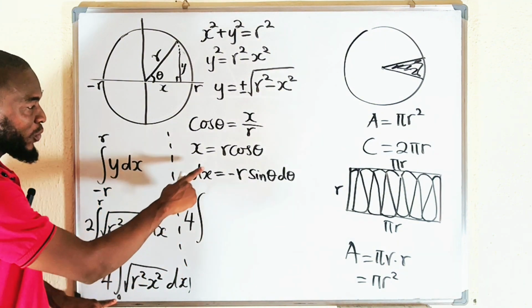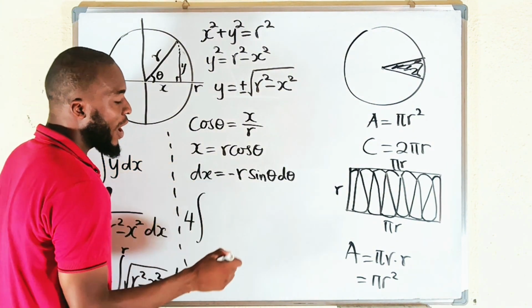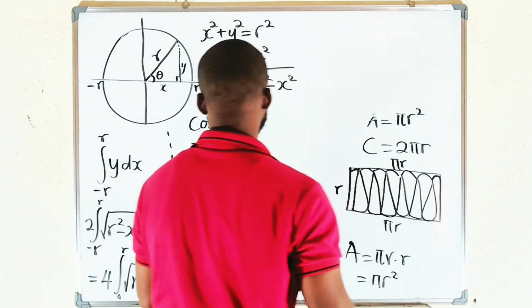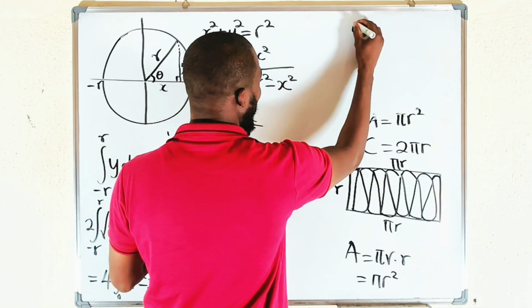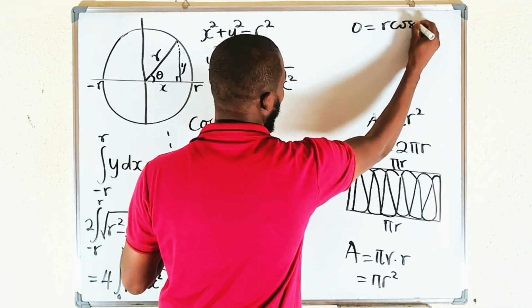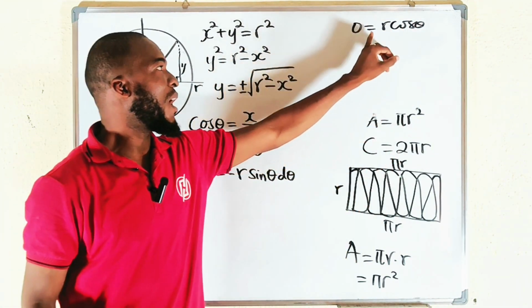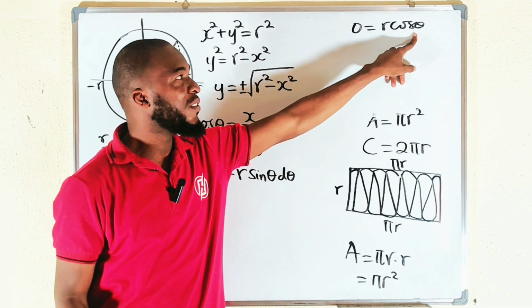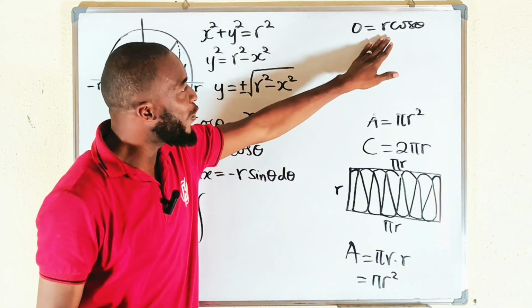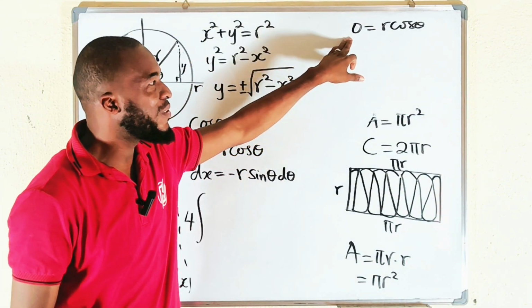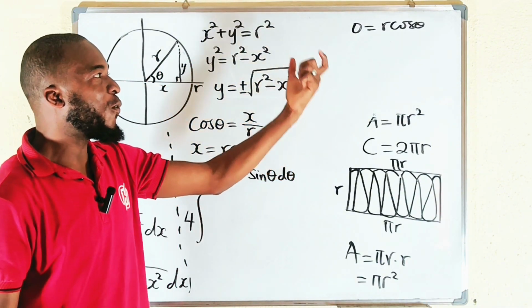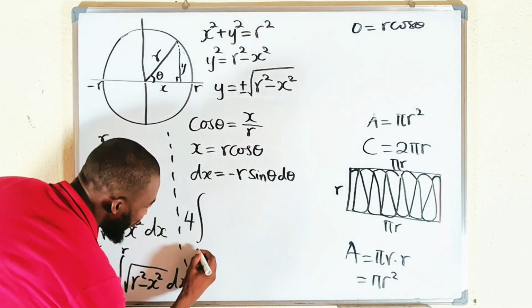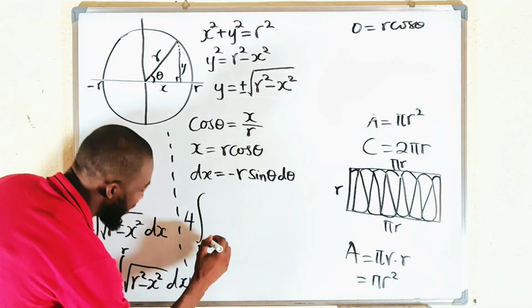So when x is 0, let me work it out on the other side for you to see everything. I don't want to miss anything. If x is 0, you have 0 equal to r cos theta. So two things are multiplying each other, r and cos theta, and the result is 0. It's either r is 0 or cos theta is 0. But we know radius is not 0. Therefore, it implies that cos theta is equal to 0. So the question is, cos of which angle is 0? Definitely 90 degrees, which is pi over 2. So we have pi over 2 right here.